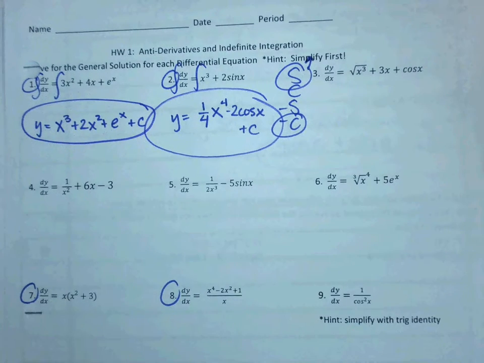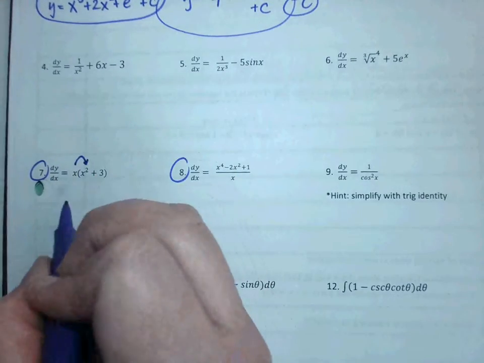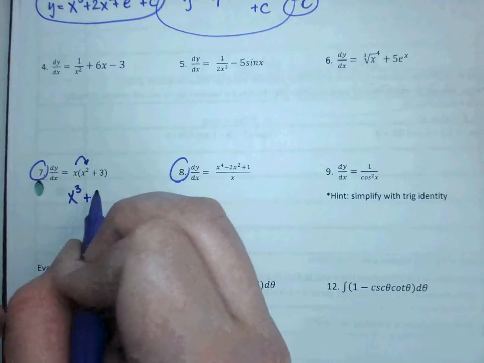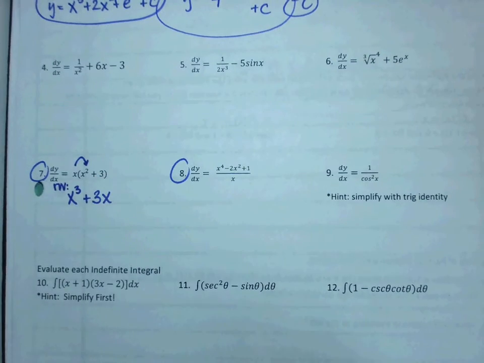Okay, look at your first one. If you need to check it, see if you got it right. Okay, number 7, what would your rewrite step be? Times it in. Good, to get x. Yeah, you distribute. So it'd be x cubed plus what? 3x. We always add the C at the end, until we learn how to find it, which we'll do tomorrow.